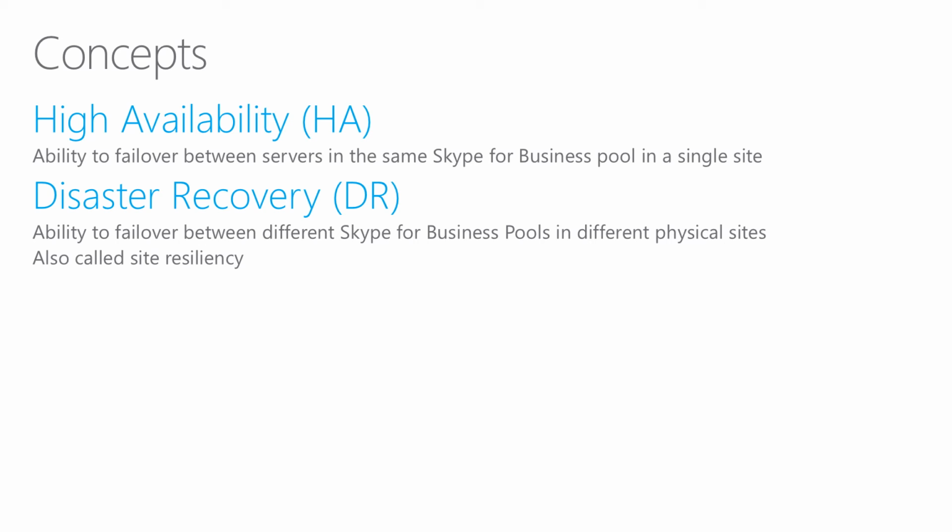Disaster recovery is the ability to fail over between different Skype for Business pools and different physical sites. This is also known as site resiliency. An example of this would be an arrangement where we have site A and site B, and in site A we have a single pool, and in site B we have a single pool. We establish a pairing relationship between pools in site A and site B, and in the event that we have an issue with the pool in site A, we can fail over services to the pool in site B.